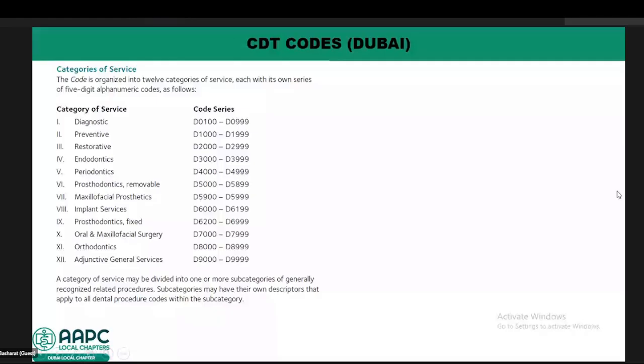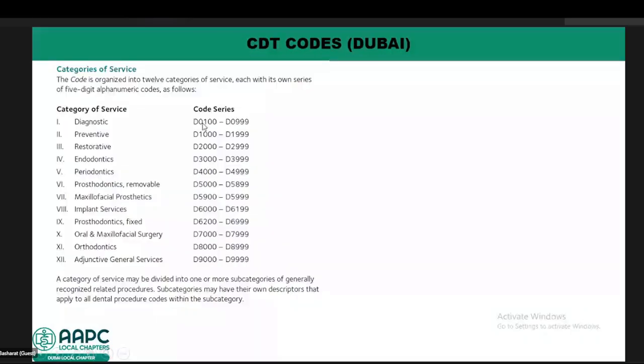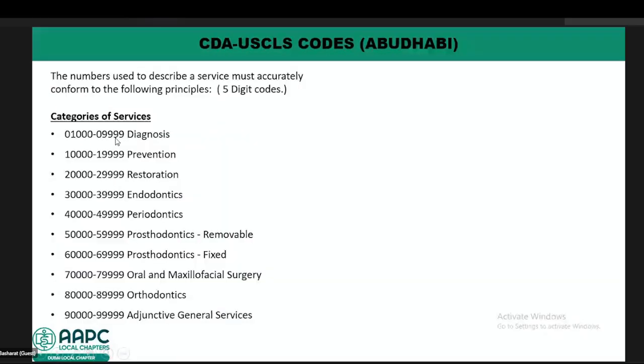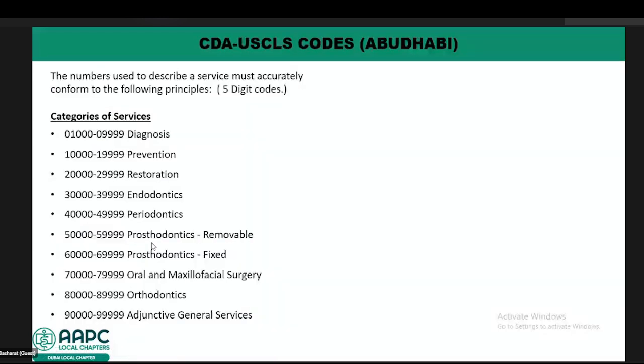So the same thing here in Abu Dhabi, but what is the difference again? We don't have D. If you see here, we have D and we have 4 digits, and here we have 5-digit codes in Abu Dhabi. If you see the same categories, diagnostic here also, the same specialties. For diagnosis in Abu Dhabi we have the 1000 to 9000 series, then the 10,000 series for prevention, 20,000 for restoration, 30,000 for endodontic. So for all of this, as per specialty, you will assign the codes.